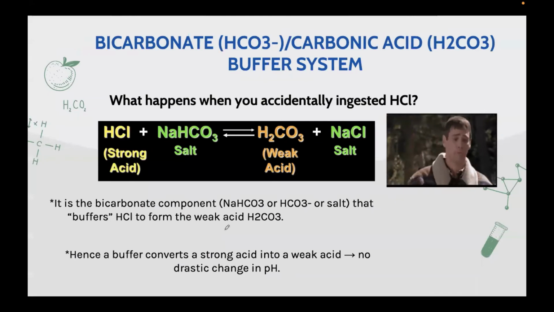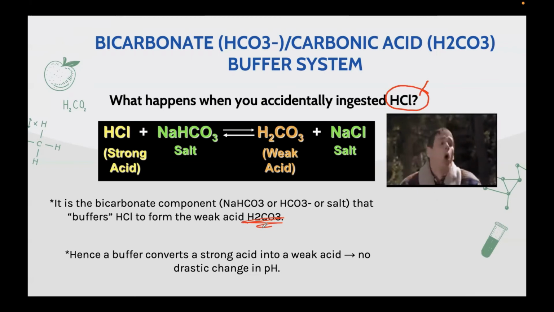And then for your bicarbonate-carbonic acid buffer system, what happens when you accidentally ingest your hydrochloric acid? Hydrochloric acid naturally present siya sa ating digestive system. But what will happen if you accidentally ingest it? Okay, tingnan natin sa ating equation. Your hydrochloric acid is a strong acid. Pag dinagdagan mo siya ng salt, it will dissociate, and then it will become a weak acid and the salt. Okay, it is the bicarbonate component that buffers your hydrochloric acid to form your weak acid, which is your H2CO3. Hence, a buffer converts a strong acid into a weak acid with no drastic change in the pH.